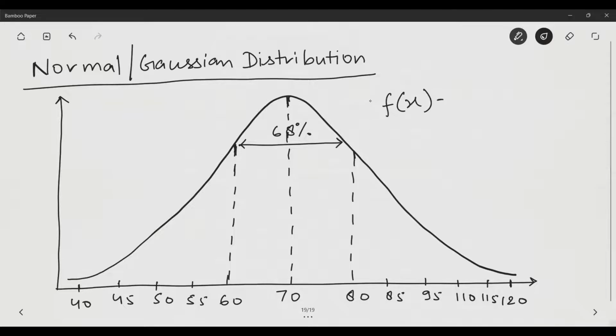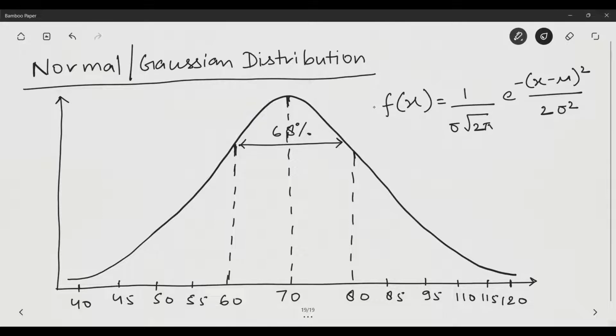My PDF for this Gaussian distribution will be 1 upon sigma root 2 pi, e to the power minus (x minus mu) whole square divided by 2 sigma square. Mu is the mean, sigma is the standard deviation, and x is the value for which we are going to find the probability. Suppose I ask you to find the probability of the weight 55, or maybe 65.